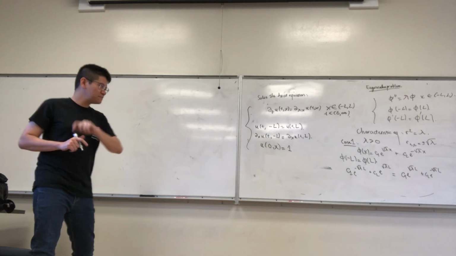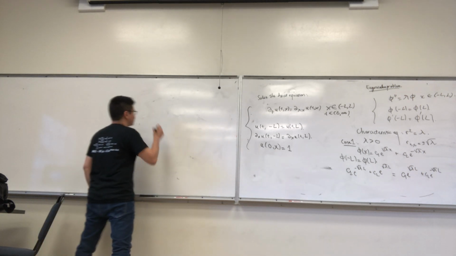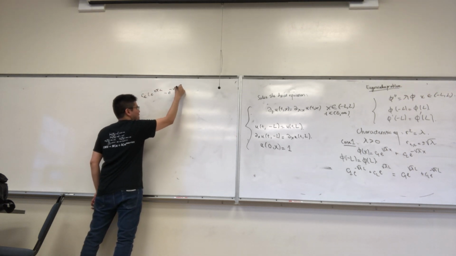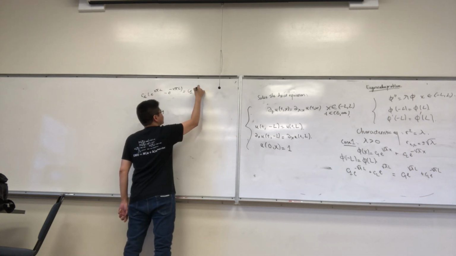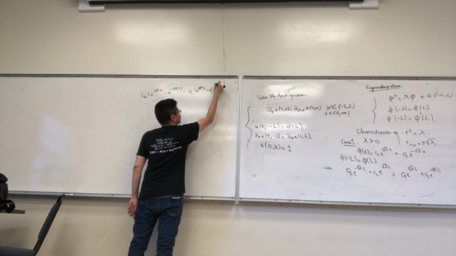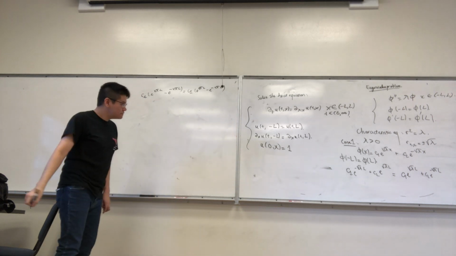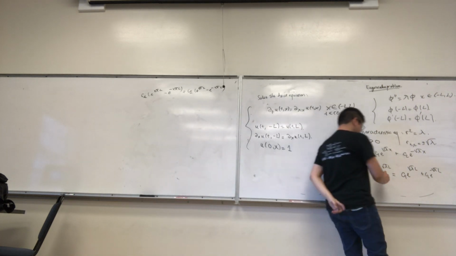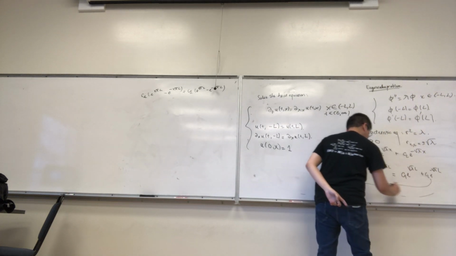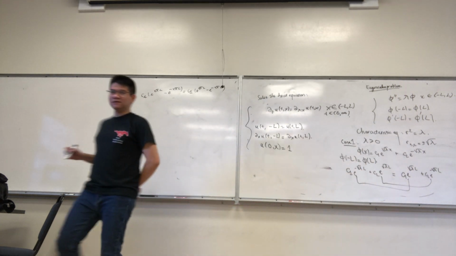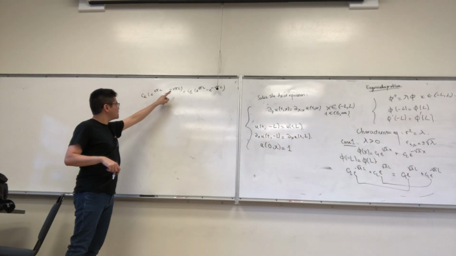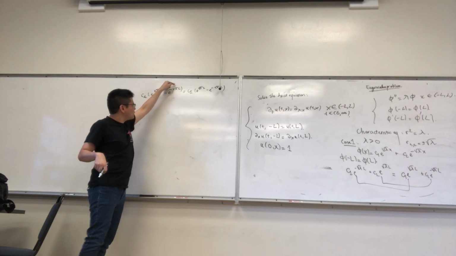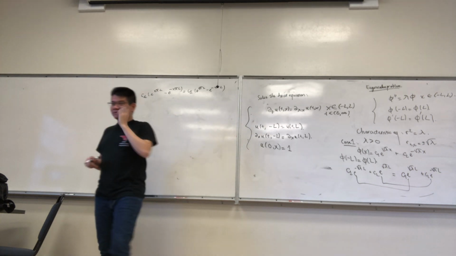Now I group C1 and C2, right? So I have C2 times e to the square root of lambda L minus e to the minus square root of lambda L is C1 times e to the square root of lambda L minus e to the minus square root of lambda L. So now I group this C2 with this C2 and this C1 with this C1. What is the next step?